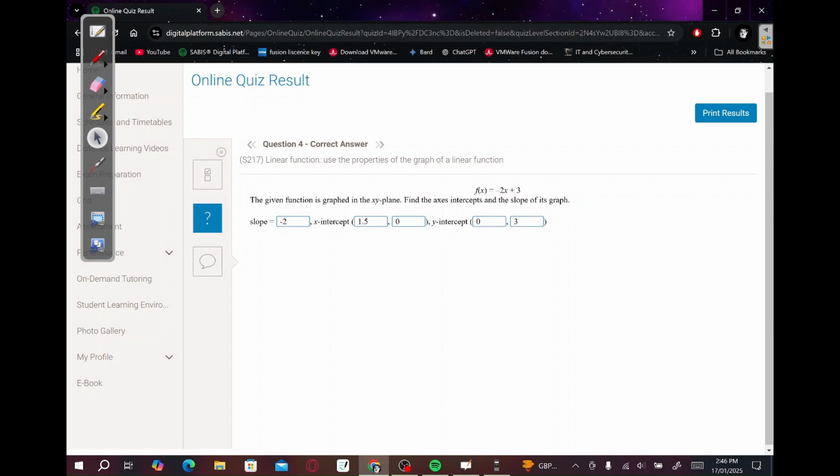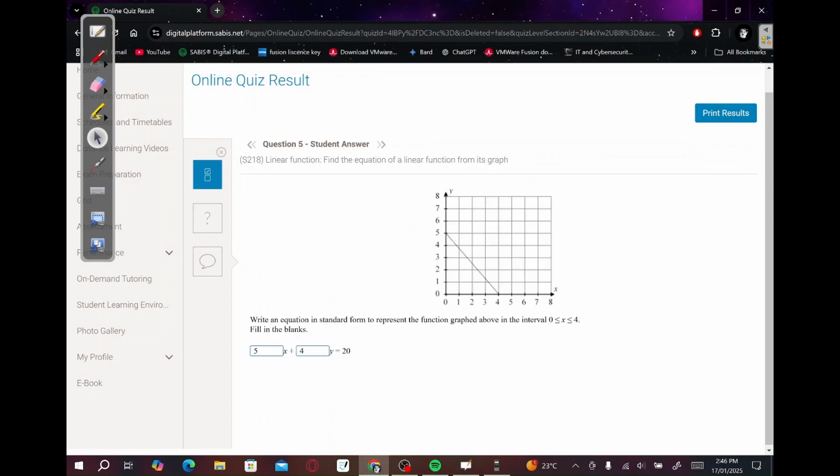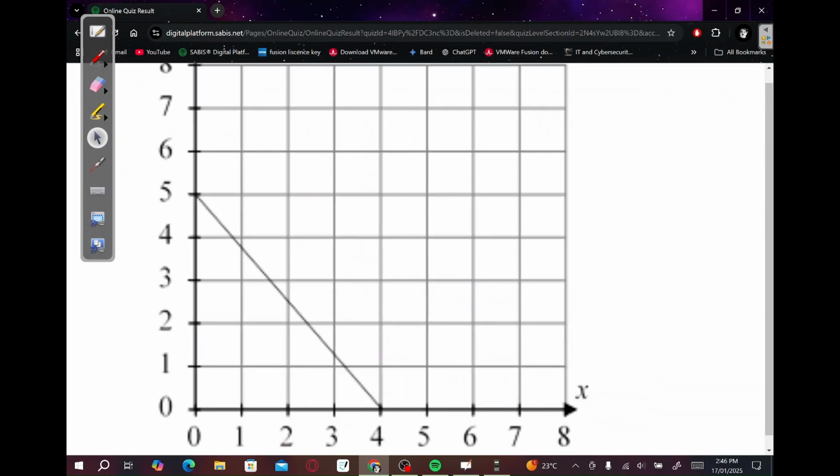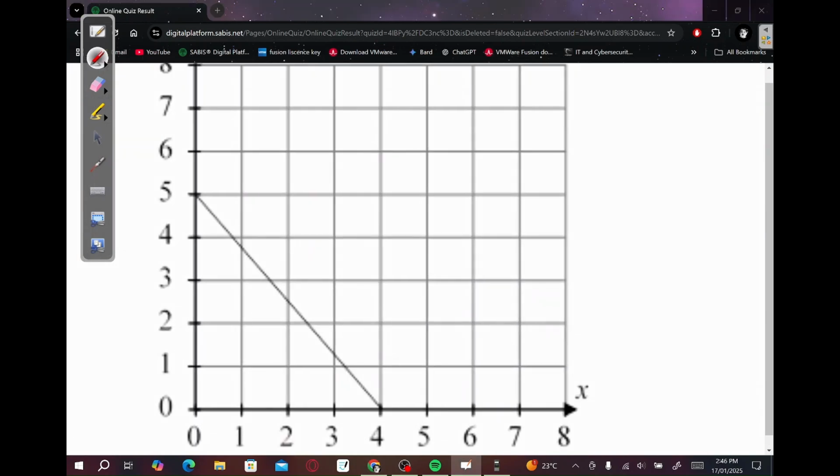Okay, question 4. Or question 5, sorry. Similar thing. They're basically asking us to find an equation for this line. Okay, first we start by identifying our points. We have this point here, first of all. Let me choose a different color. We have this point here. This point is 4, 0. This is our x-intercept.